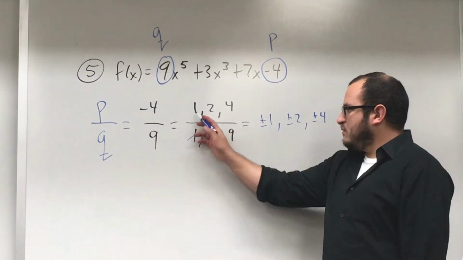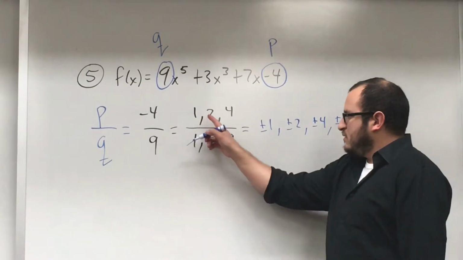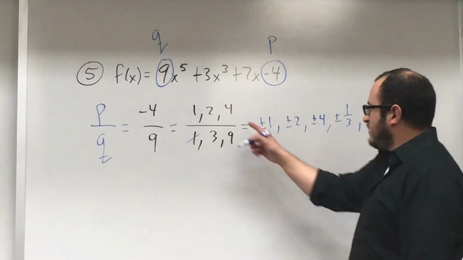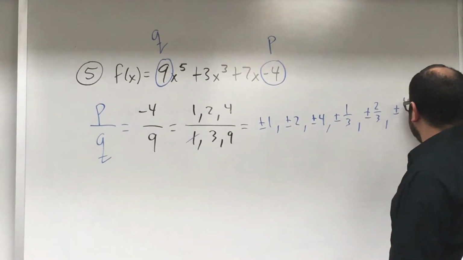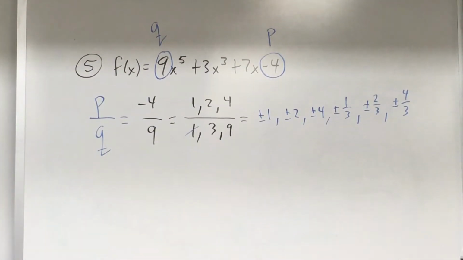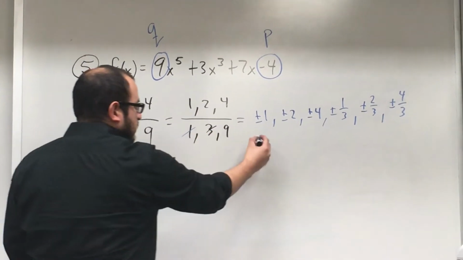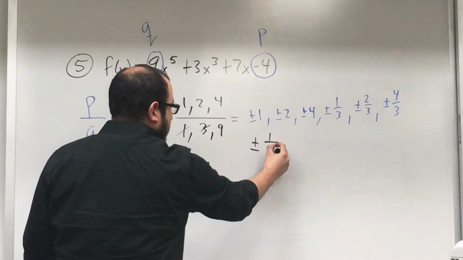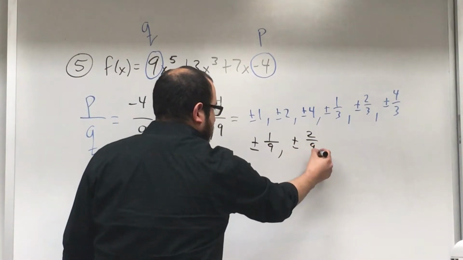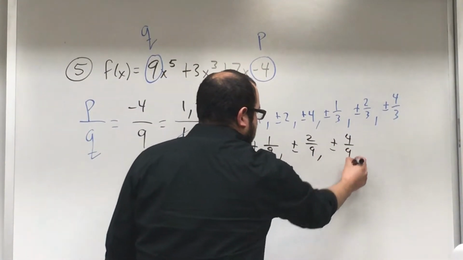Next comes the 3. 1 divided by 3, we cannot simplify, that's 1/3. 2 divided by 3 is 2/3. And 4 divided by 3 is 4/3. So that gets rid of the 3. We're almost there. Next, we're going to try the 9. We get plus or minus 1/9. 2 divided by 9 is plus or minus 2/9. And lastly, 4 divided by 9 is plus or minus 4/9.